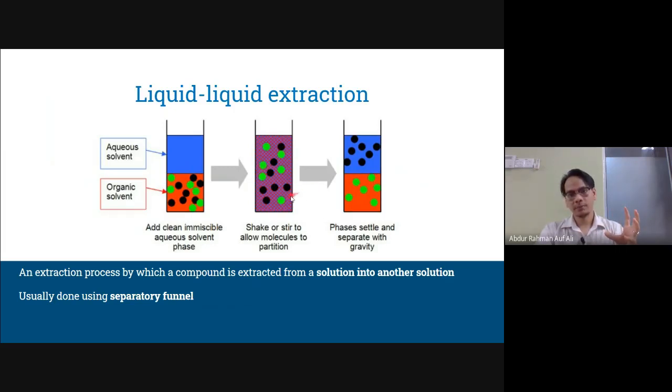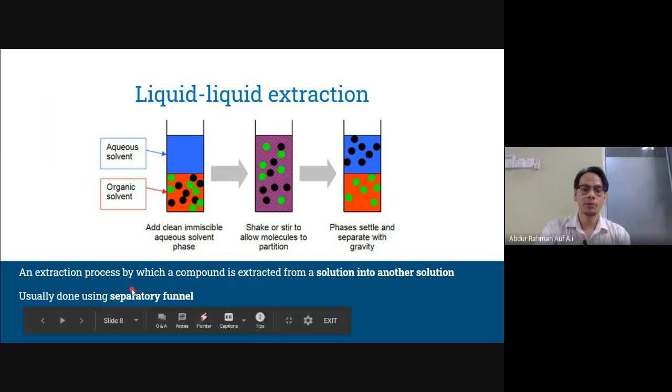if this black circle, this black compound, dissolves more easily in the aqueous solvent, it will move into the aqueous part. So we manipulate the solubility of the components. If the black circle dissolves more easily in aqueous solvent, it will stay in the aqueous solvent. If this green circle dissolves more easily in organic solvent, it will remain in the organic solvent. So if we separate the layers, we can separate these two from one another.